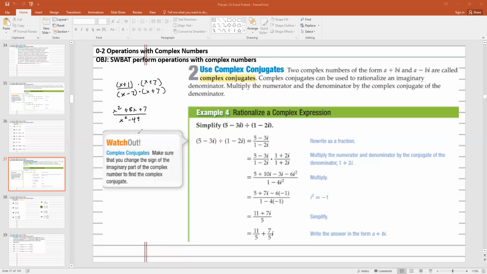Okay, well, there you go. We're going to see this with radicals, but these are conjugates. That's the main thing that you need to know.